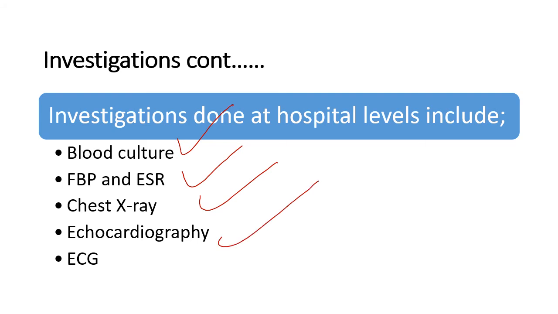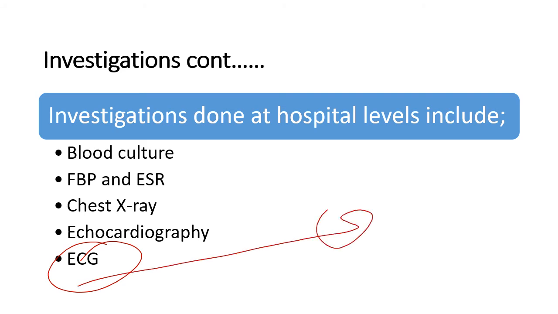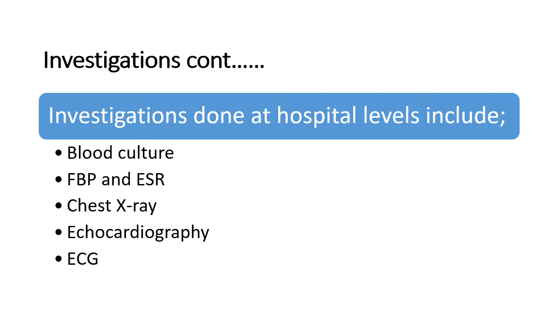Echocardiogram, as I said, it's very important to do an echocardiogram so as to identify structural abnormality, which will give us a major Duke criterion. ECG is very important, that is to evaluate the functional abnormality of the heart.